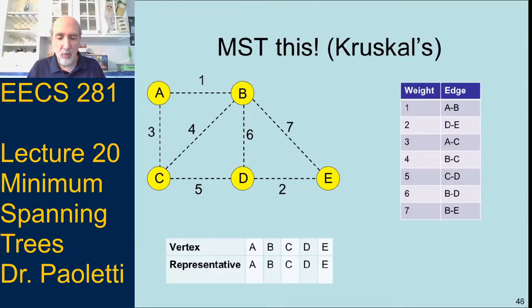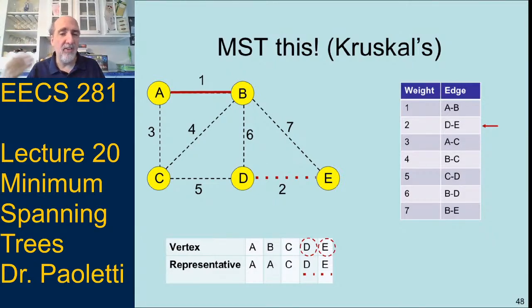Okay, so what about AB? We ask A, who's your representative? A says A, B says B. Because they have different representatives, a union would be safe. So we choose that edge, and we have to update. Somebody changes their representative to be the same as the other's. I always pick the second one. So when it's AB, B is the one that changes. B changes its representative to A, and then we start considering the next edge, DE.